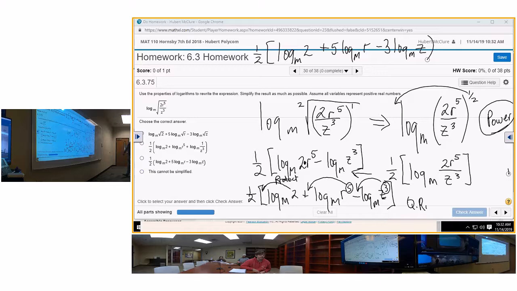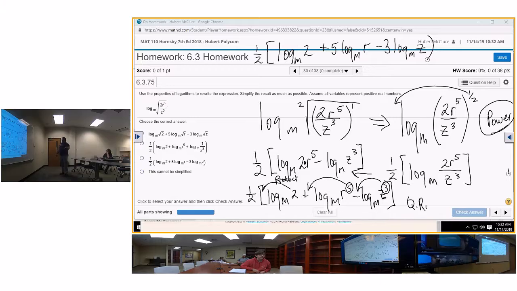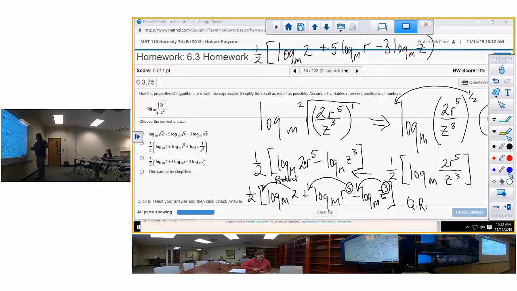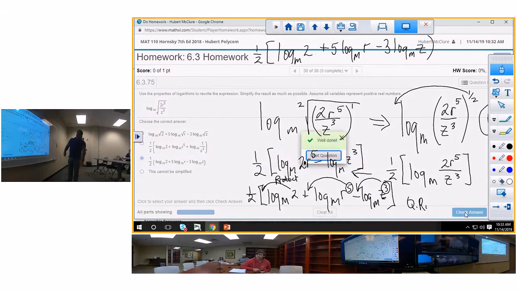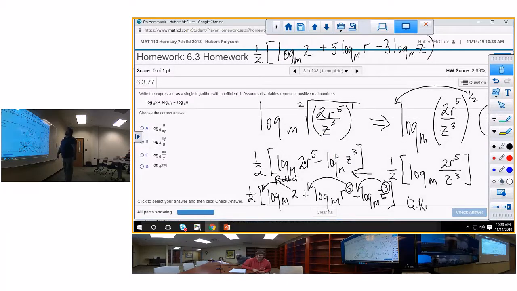Well, you could distribute the 1/2, but I don't think they want you to, and you have a multiple choice. So somebody tell me which one it is, because I don't want to look at it. Which one is it? Third one. And we check it so we can see if we're smart and we feel good about ourselves. That is one of my test questions. So let's do another one. All right, try that one.